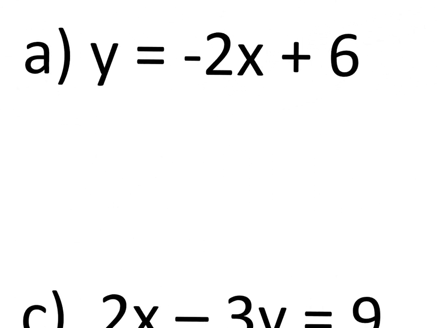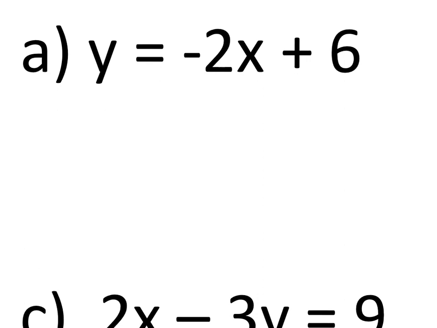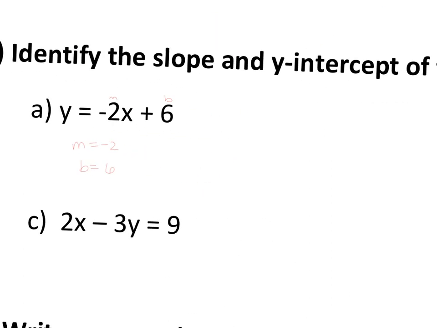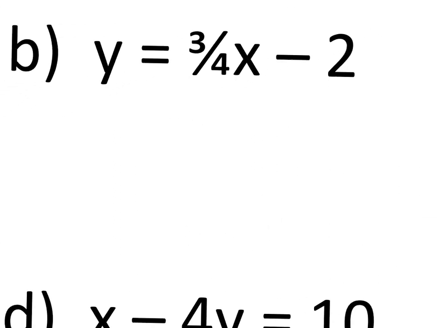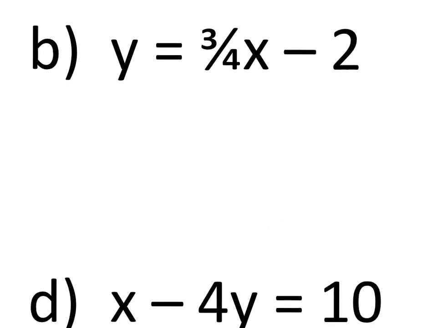Okay. So when we're looking at y equals mx plus b, your slope will be in the position right next to the x there. So your slope will be -2, and your b value will be 6. Okay. So trying this one now, your slope will be 3/4, and your b value will be -2.